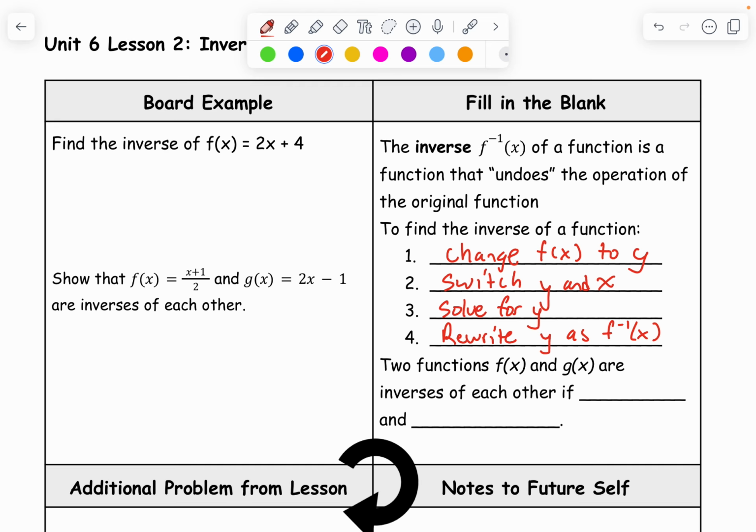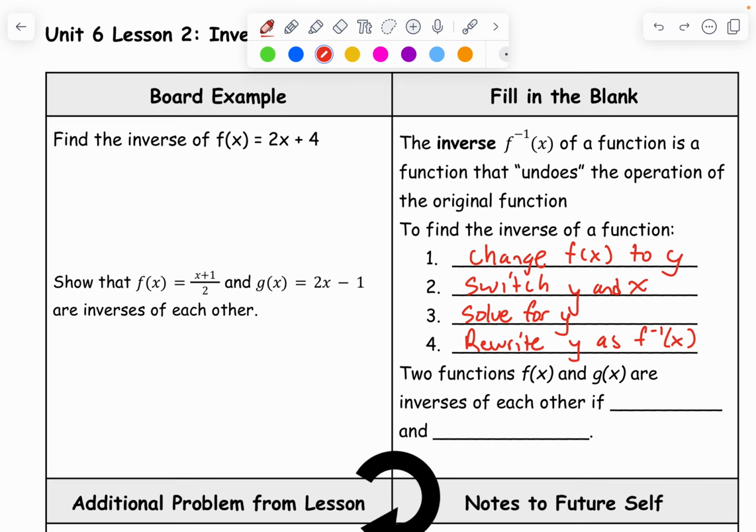So you want to change f of x to y, switch y and x, and then we're going to solve for y, and then we're going to rewrite y as f inverse of x to show that it's an inverse, okay? I'll get to the next couple blanks for the second problem, but we're going to start by using these 4 steps in the problem right up here. So we're going to focus on this one on the top left. So let's start with the first step.